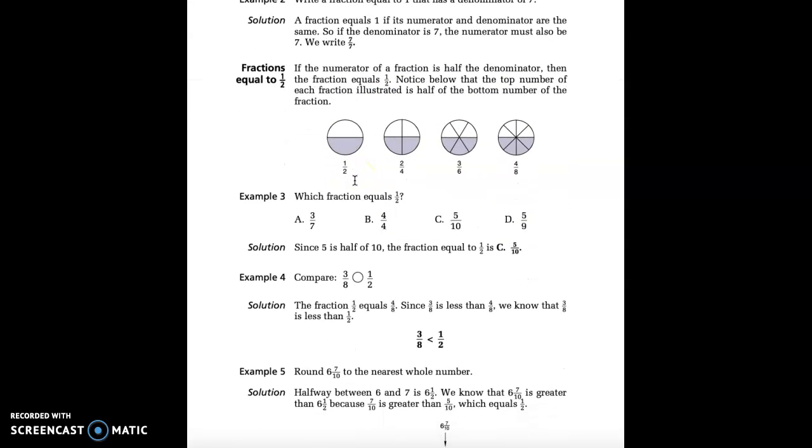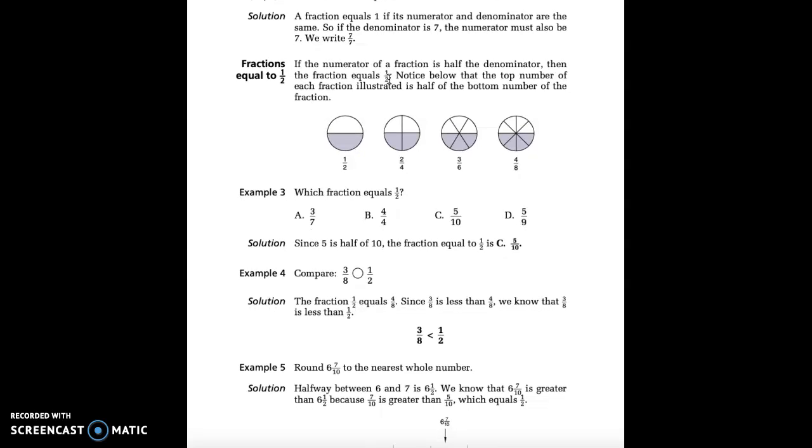Now let's teach you the trick on how to find fractions equal to 1/2. The big idea with fractions equal to 1/2 is if the numerator of a fraction is half the denominator, then the fraction equals 1/2. Take this for example. Here, our denominator is 2. What is half of 2? 1 is. This right here represents 1/2.